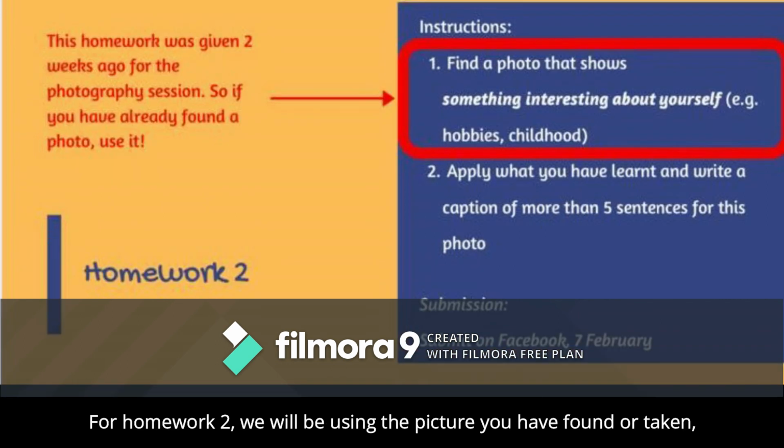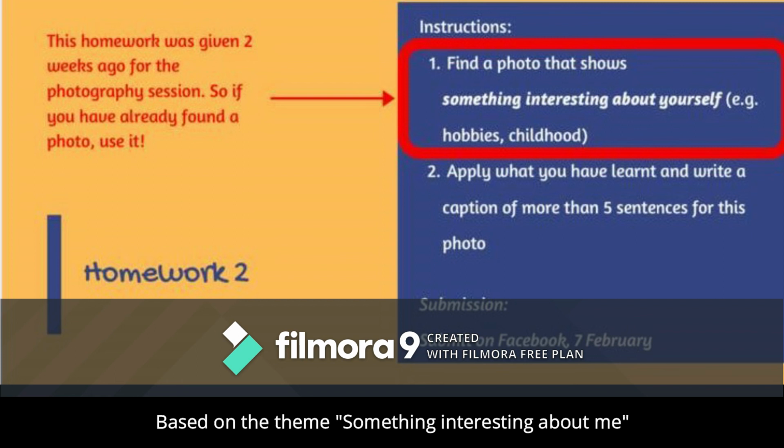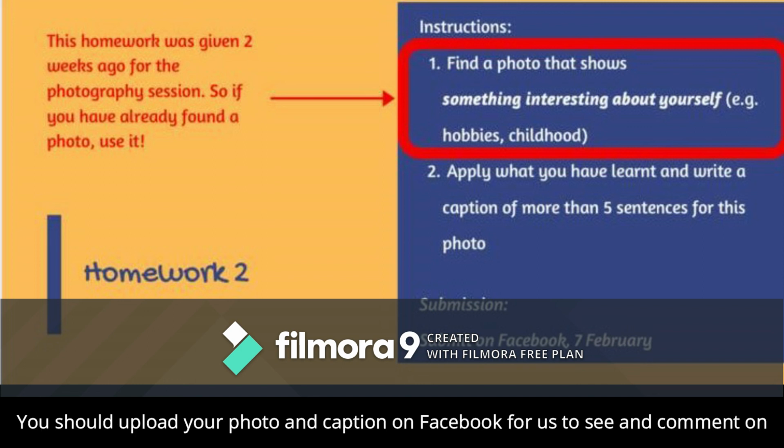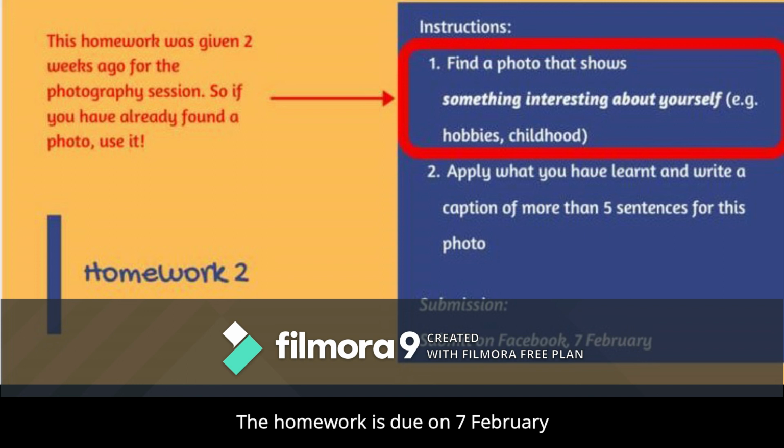For homework 2, we will be using the picture you have found or taken, based on the theme, "Something Interesting About Me." You will have to write the caption that has more than 5 sentences. You should upload your photo and caption on Facebook for us to see and comment on. The homework is due on 7th of February.